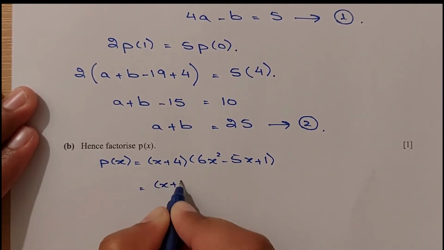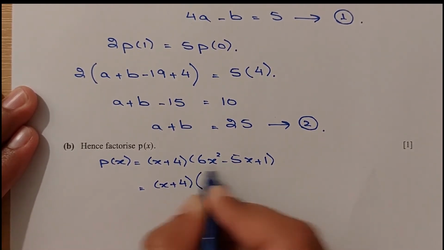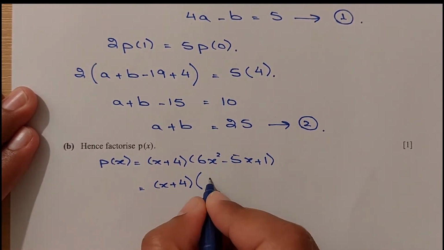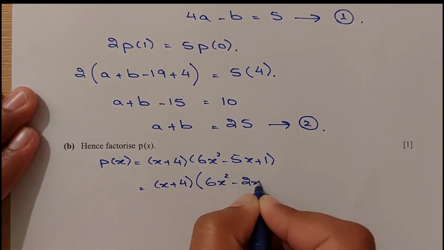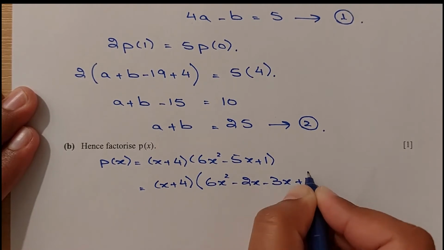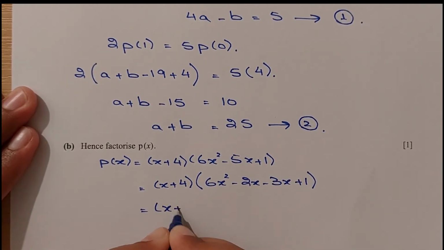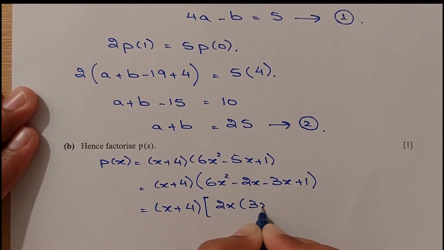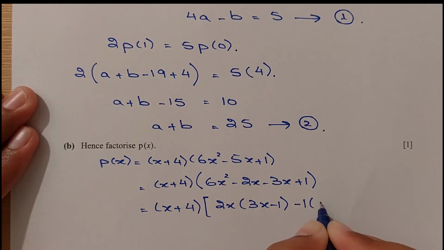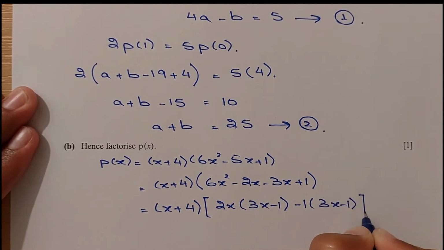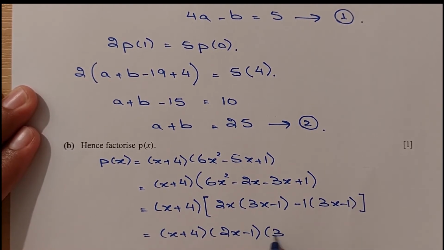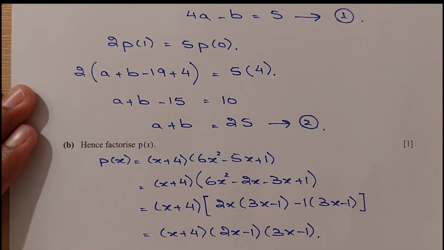So this is x plus 4. So we need to break the middle term. It's a quadratic equation. 6 times 1 is 6, and breaking the middle term, 2 times 3 is 6. 6x squared minus 2x minus 3x plus 1. So x plus 4, taking 2x common, 2 times 3 is 6x minus 1, and then negative 1 is common, 3x minus 1, and this is equal to x plus 4, 2x minus 1, and 3x minus 1. So these are the three factors.